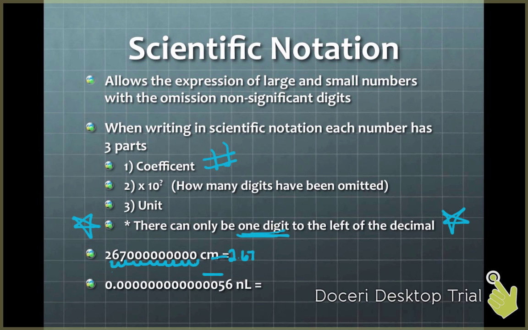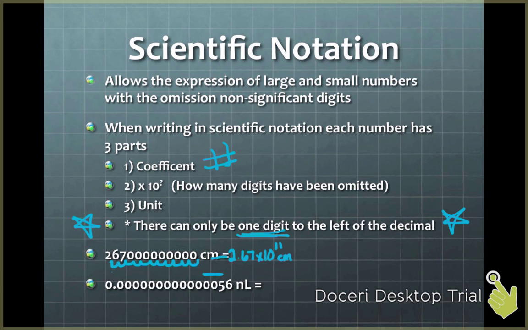Okay, there's our coefficient. Step 2 is we need to write down how many zeros we got rid of, and so we represent that by writing times 10. I moved the decimal 11 times, and since this is a really big number, this stays as a positive 11, and then I need a unit, which is centimeters. So basically, I'm communicating this number without all of those pesky zeros. It's a lot easier to read 2.67 times 10 to the 11th than to sit here and be like, okay, this is 267 trillion, so on and so forth.